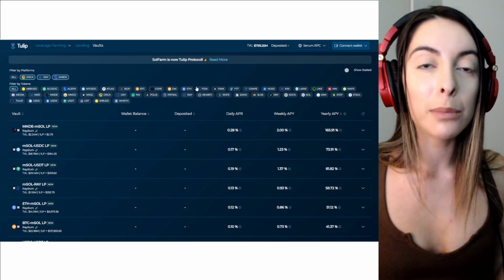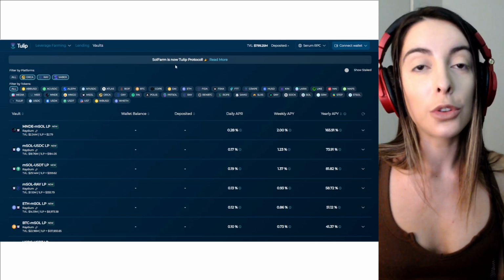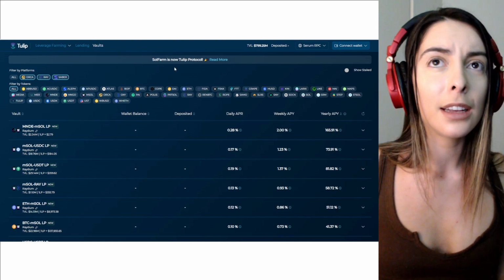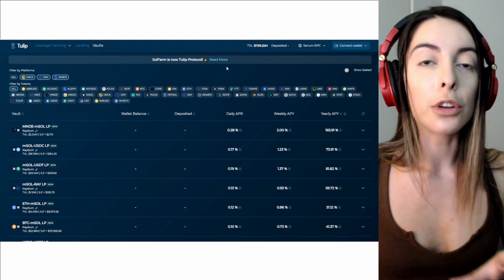So we've entered the app, and before I get started, I just want to let you know that Solfarm is known as the Tulip protocol. So if you're doing some Googling and you're like, what is Solfarm? What is Tulip protocol? They're both the same thing, just so there's no confusion there.